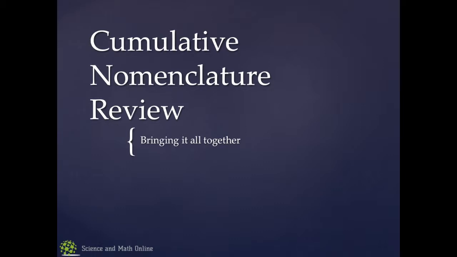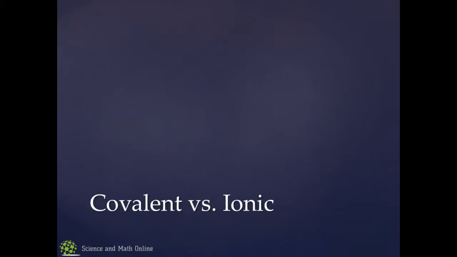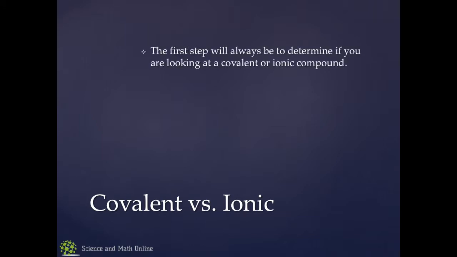All right, here's our nomenclature review. I'm going to bring it all together. This is covalent, ionics, everything. Your first step is you've got to determine whether or not it's covalent or ionic, because they have different rules. And so we've got to look at that first and foremost.